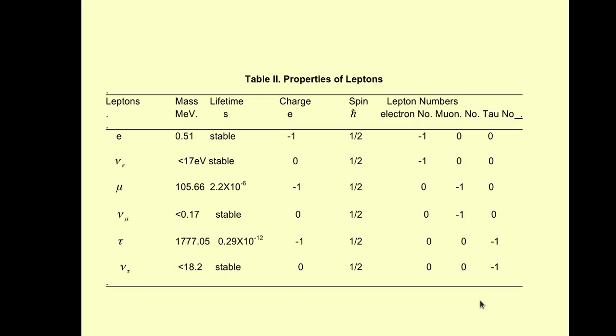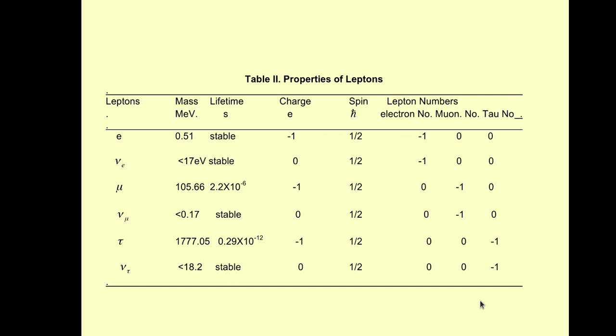So all the six leptons are given in the first column. Their mass is given in the next column. So the electron is the lightest fermion and lightest massive particle with mass 0.51 MeV, and muon mass is roughly 105 MeV, almost 200 times heavier than the electron. And tau, as I mentioned, is around 3,500 times the mass of the electron. And out of these, then we have their neutrino partners.